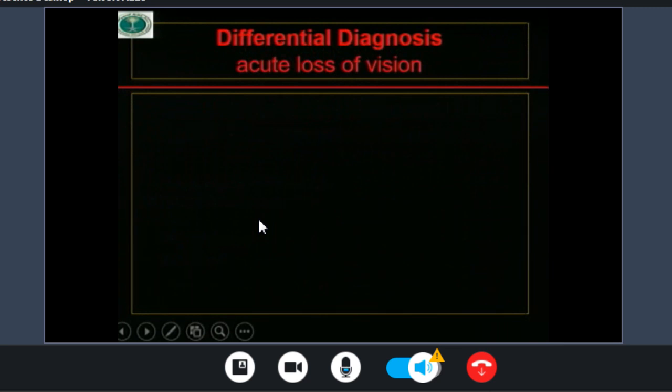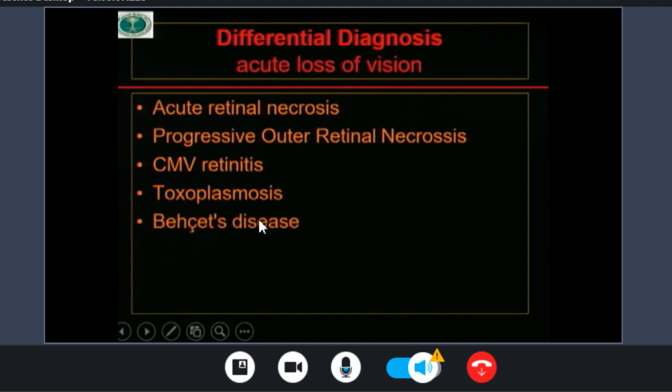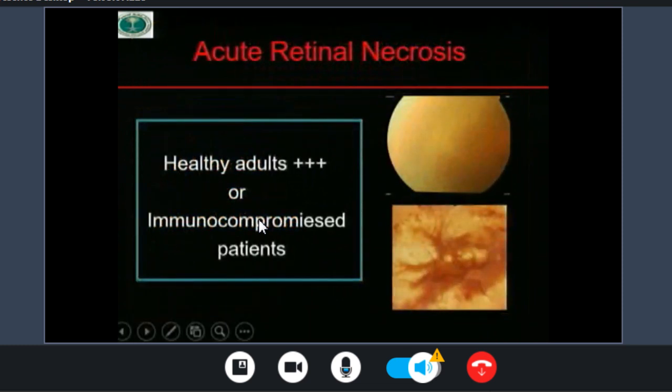I think most of you have a lot in your mind, but among these, the important ones that need to be diagnosed immediately are acute retinal necrosis, progressive outer retinal necrosis, CMV retinitis, toxoplasmosis, Behçet's disease with posterior segment involvement, FKH, and sympathetic ophthalmia. These are the cases you have to be aware of when you are dealing with a patient in the emergency room with a possible uveitis complaint.